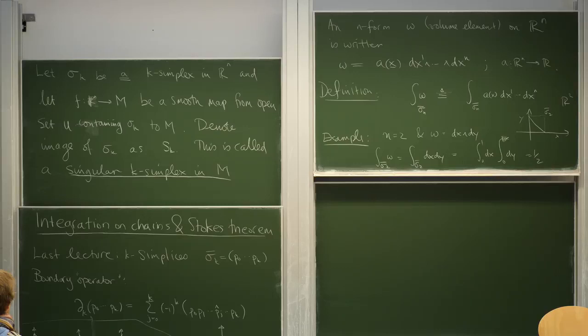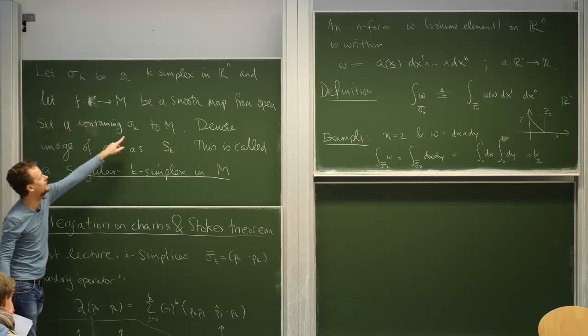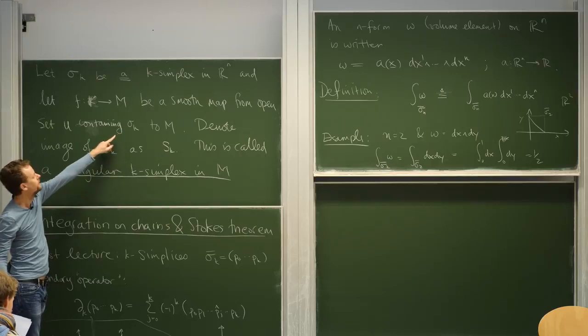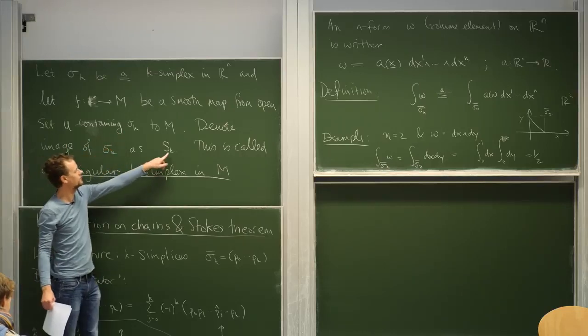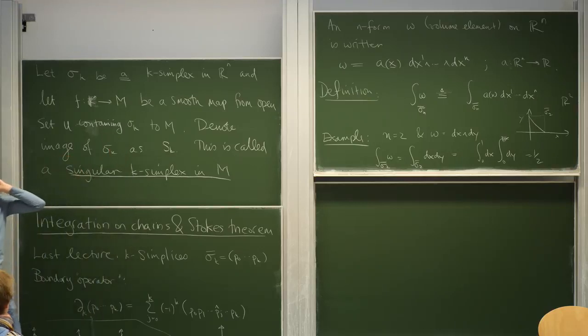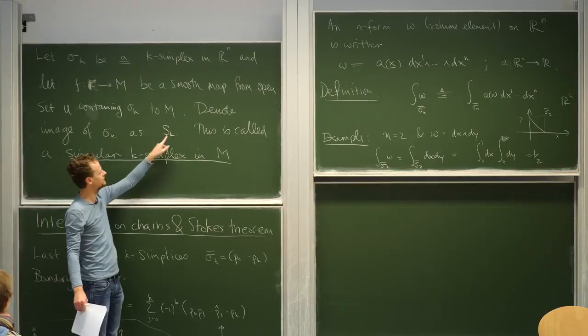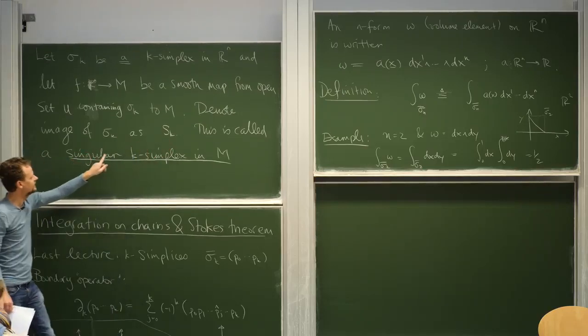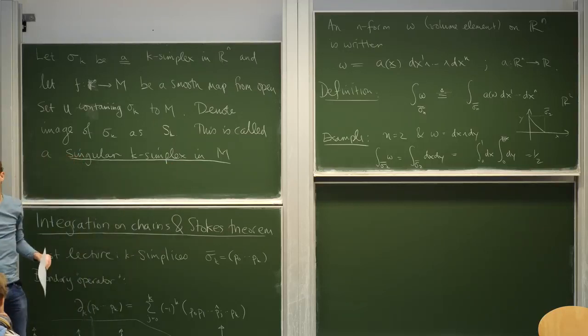Let F be some map from R^n to some manifold that you like. And, well, here I say it only needs to be defined on an open set U containing our simplex. And we have the image of this map. We're going to give it a name. Let's call it S_k. We're going to give this special image of the k-simplex a name. We're going to call it the singular k-simplex in M, or a singular k-simplex in M.